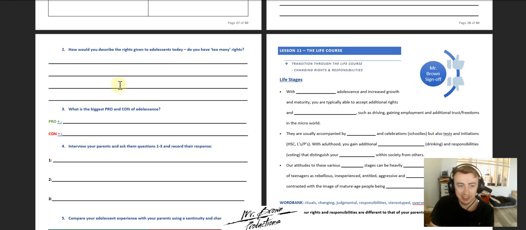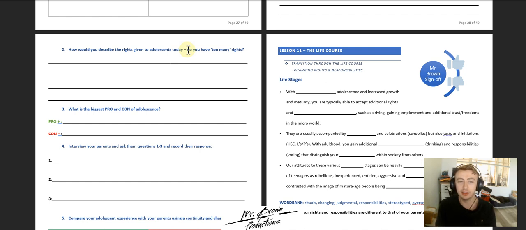The second question is, how would you describe the rights given to adolescents today? Do you have too many rights? Have you ever heard someone say that to you? Oh, kids these days have got too many rights. They're too woke. They get everything they want. They just throw a tantrum.